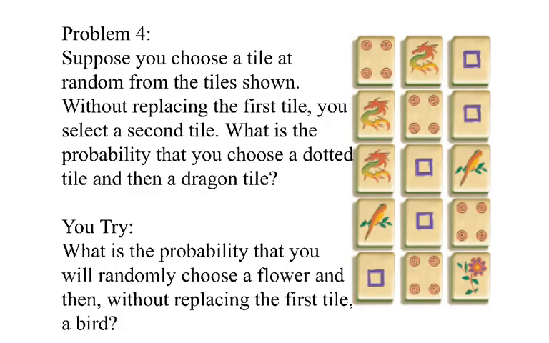So problem 4, same problem, but now this is without replacing the first tile. So the probability that we choose a dotted tile and then a dragon tile. So the probability that we choose a dotted times the probability that we choose a dragon after we've chosen the dotted.